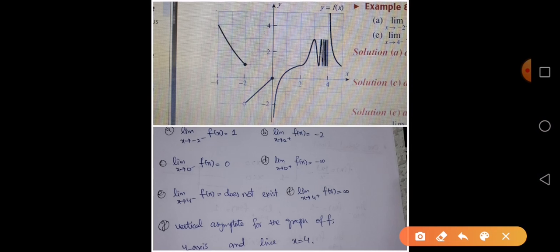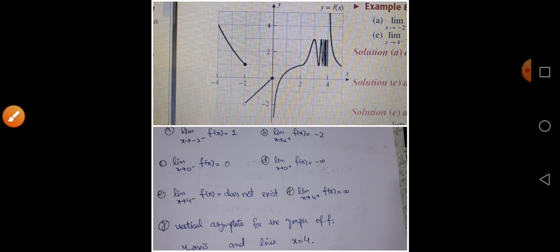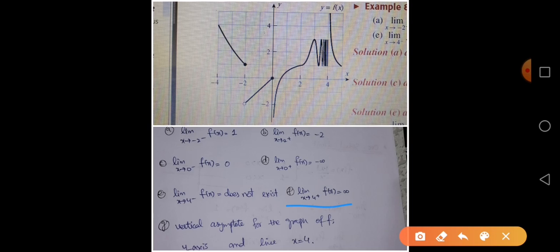Next we have the limit as x approaches 4 from the left-hand side. Here you can see that when we approach 4 from the left-hand side, the graph has so many oscillations. It means that the limit does not exist in this case, because we are not able to find a single value because of these oscillations. Then we have to find the limit as x approaches 4 from the right-hand side. When approaching 4 from the right-hand side, the graph is getting the value positive infinity.